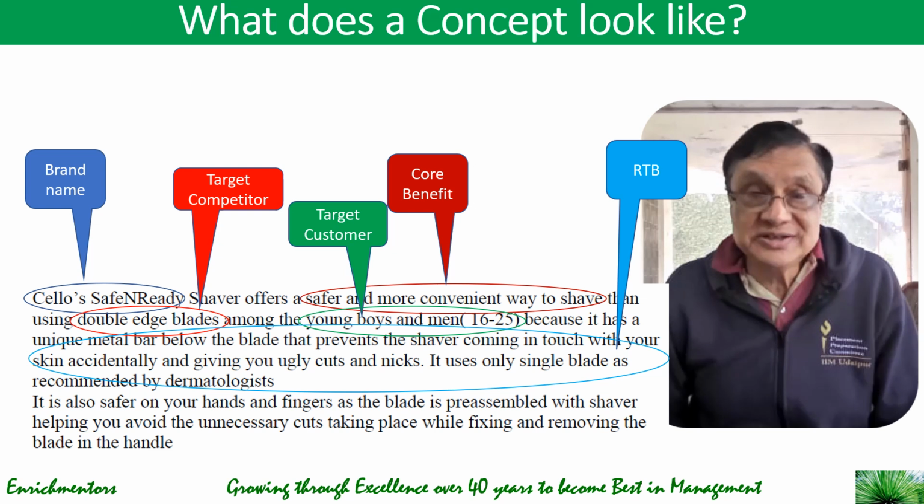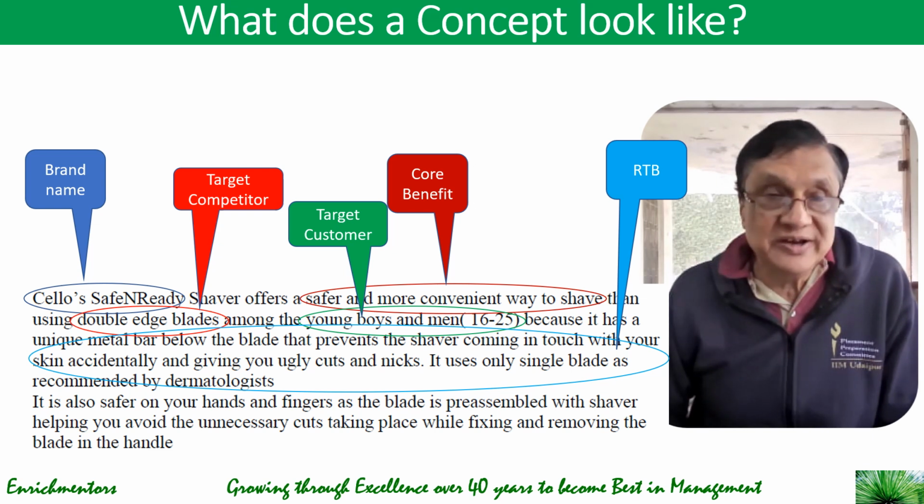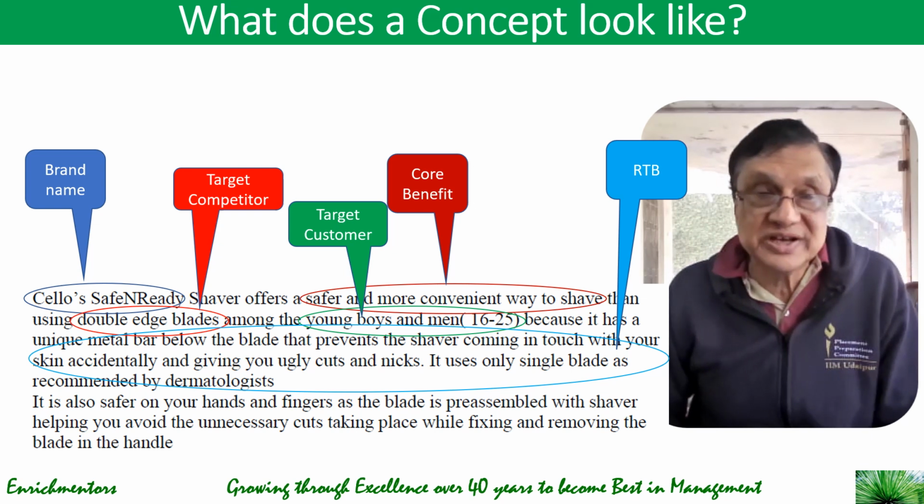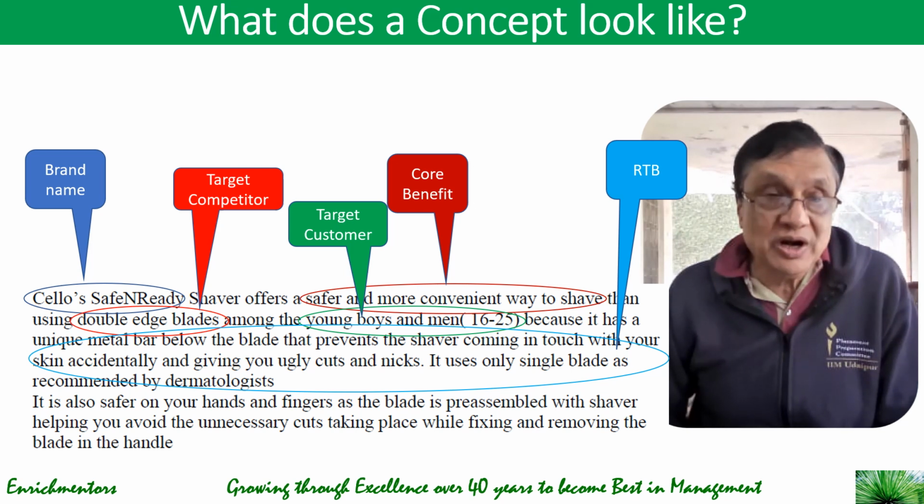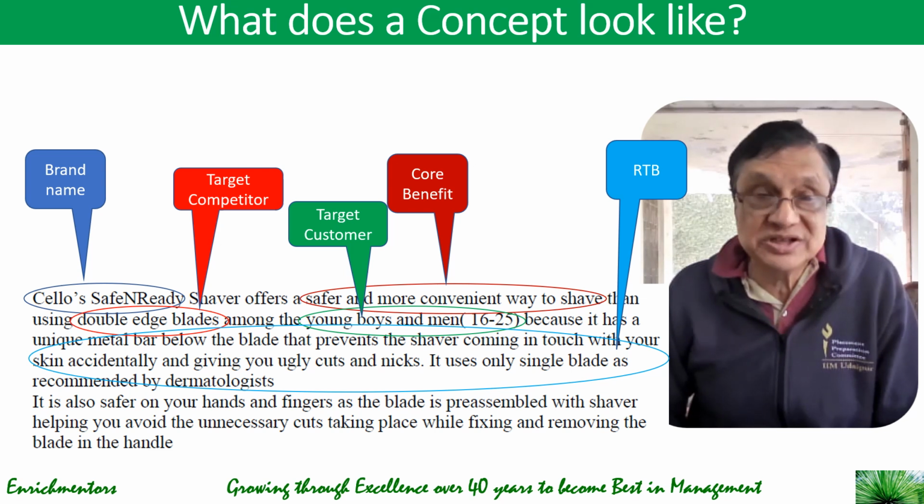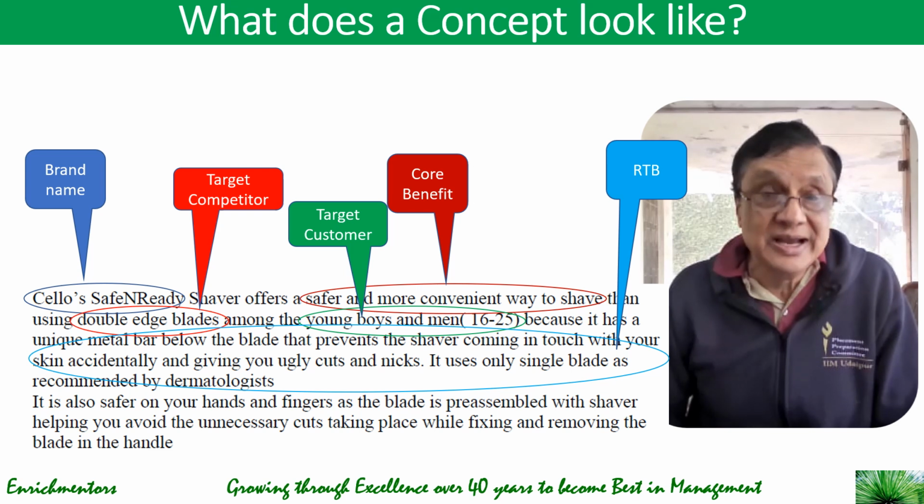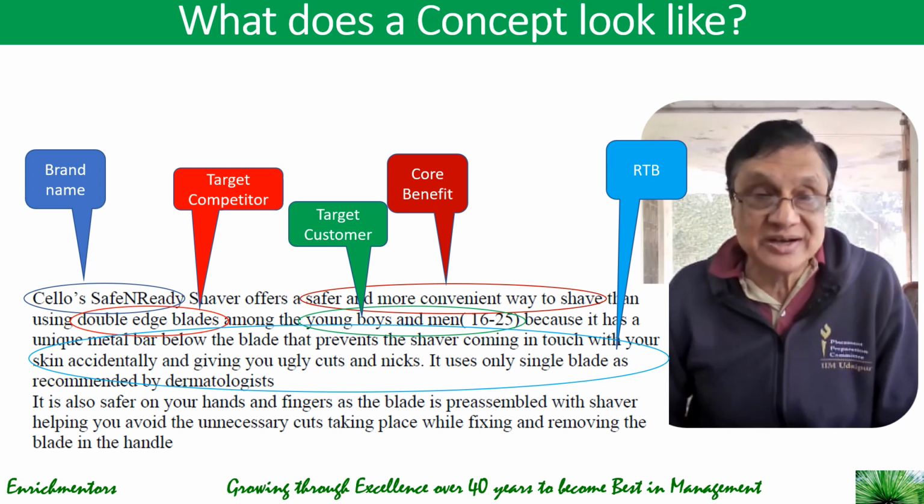Then you define the reason to believe. Why should the customer believe that you will be able to deliver a safer and more convenient way? And there we say, because this Cello Safe and Ready has a unique metal bar below the blade that prevents the shaver from coming in touch with your skin accidentally and giving you ugly nicks and cuts.